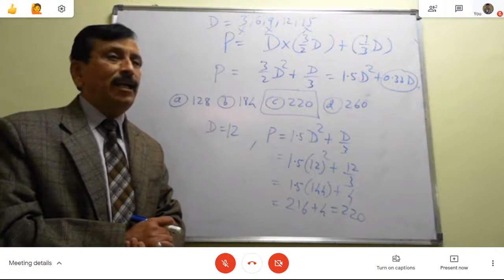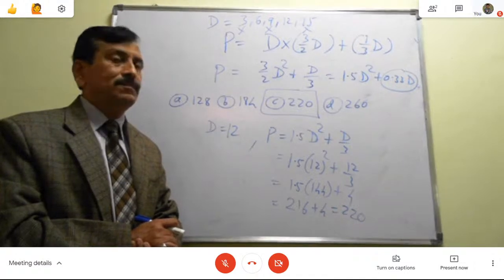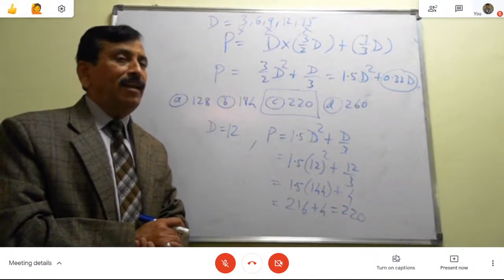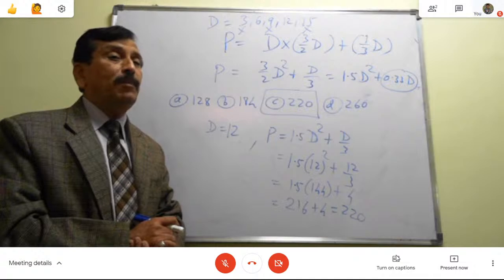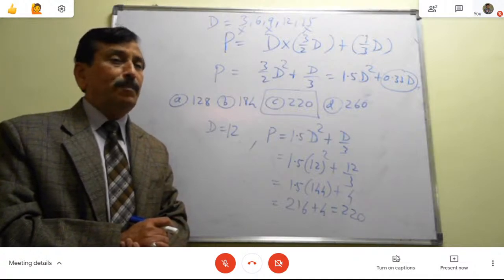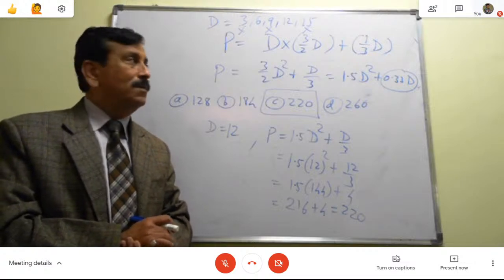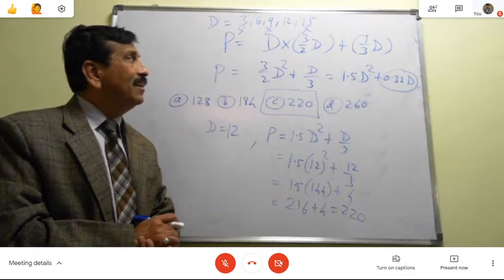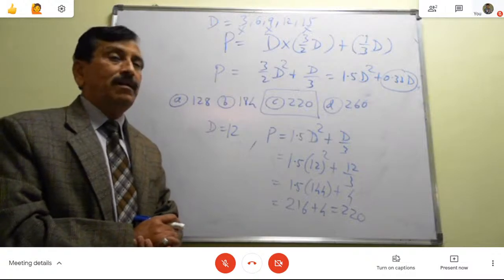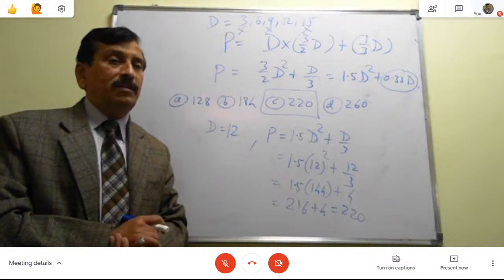Look at the second line from the top. P is equal to D into 3 by 2D plus 1/3 D. Understand well, D has to be a multiple of 3. Otherwise, 1/3 of D will be a fraction. P cannot be a fraction. P is a dividend, so it will be a natural number. Then 3 by 2 D square has to be a natural number. So D square has to be even.